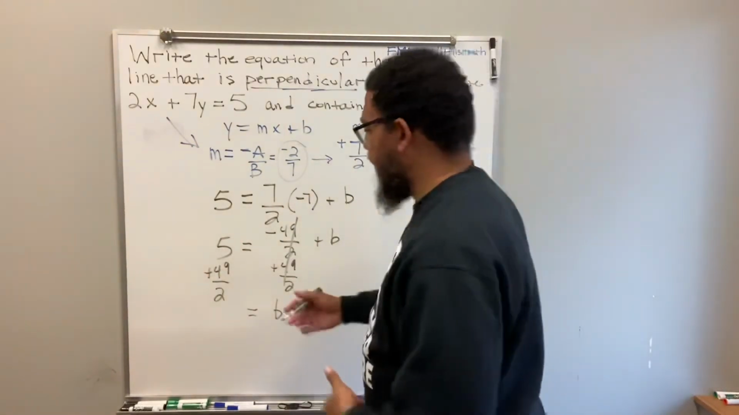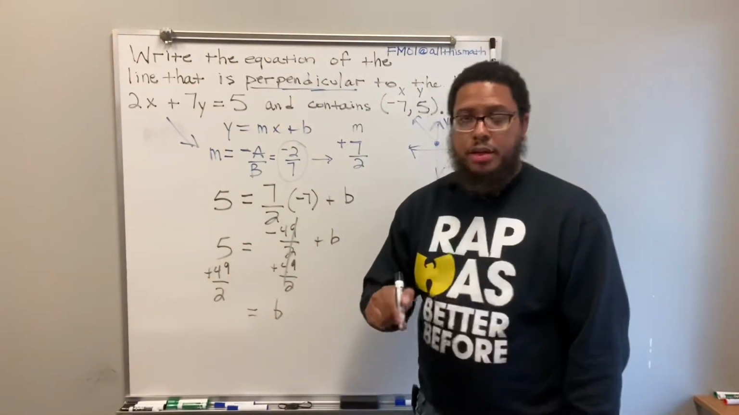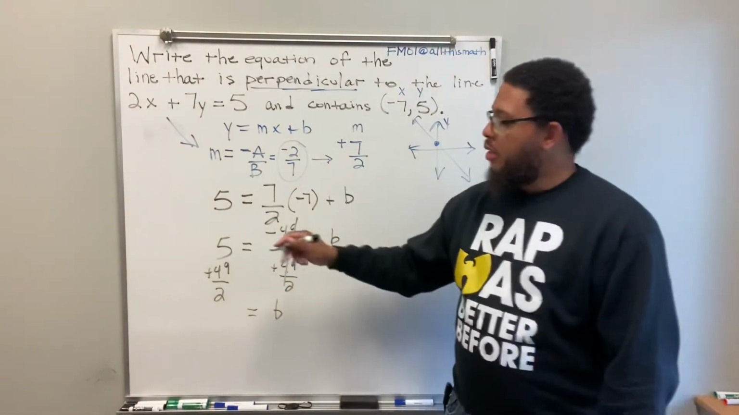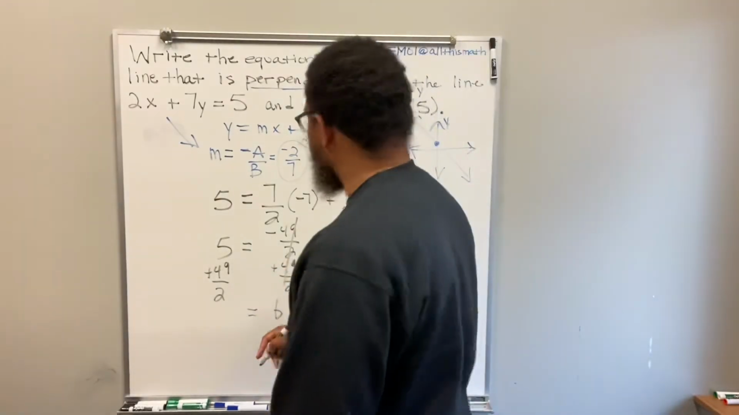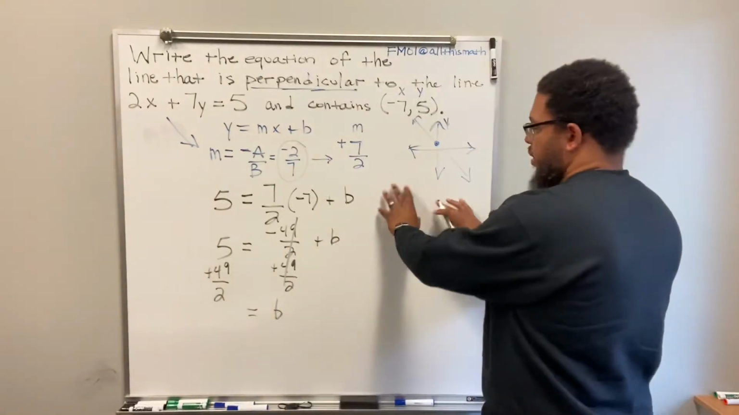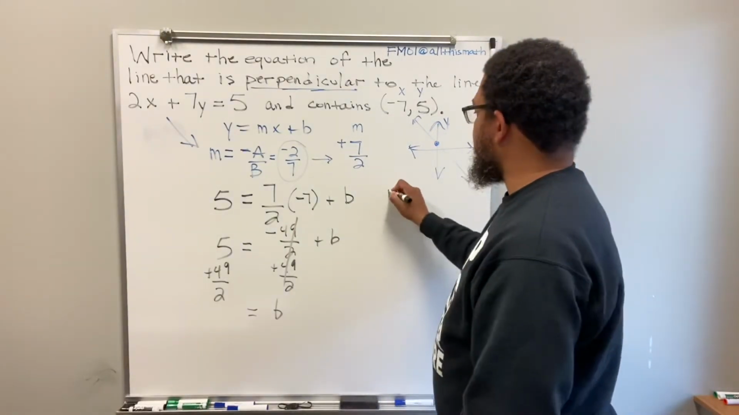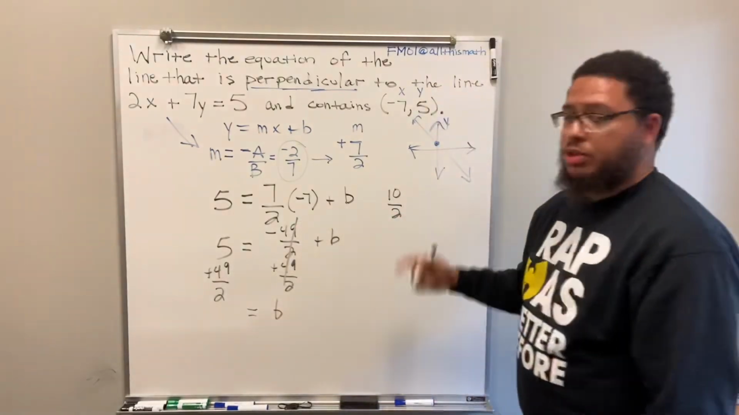Now, basically, I got to know that 49/2 and 5, which is really 5/1, right? Because you can make any whole number into a fraction by just putting a 1 underneath of it. They have common denominators of 2. So I can change this 5 into, and I'm going to do the math over here. 5 is going to turn into 10 over 2, because 5 is the same thing as 10 divided by 2.